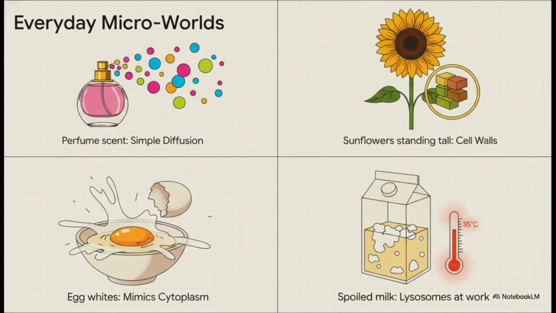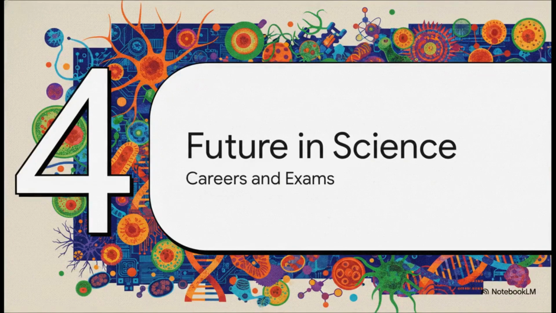Honestly, once you grasp these structures, you start seeing them everywhere. Somebody sprays perfume and you smell it across the room? That's simple diffusion, molecules moving from high to low concentration. A tall sunflower standing perfectly straight without a skeleton. That's the mechanical support of millions of cell walls at work. Even the clear, jelly-like white of a raw egg perfectly mimics a cell's cytoplasm. And if you leave milk out in 35-degree heat and it clumps up, that degradation mirrors the exact way our lysosomes use enzymes to digest unwanted garbage. It's everywhere. Finally, let's hit part 4, your future in science.